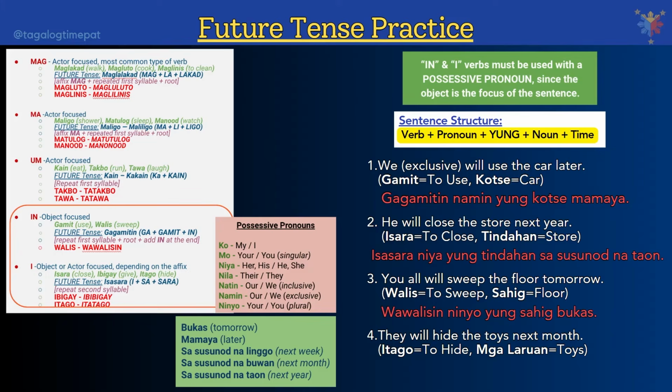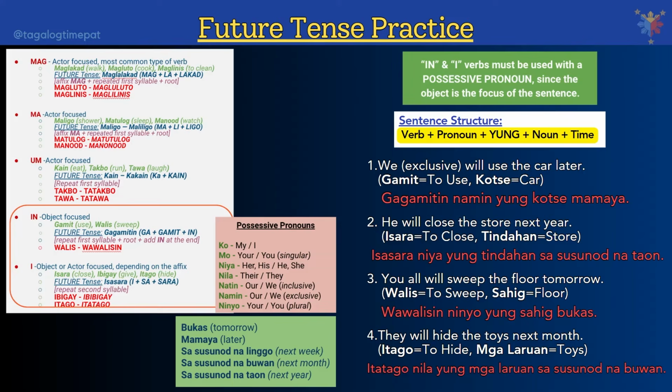And lastly, number 4, they will hide the toys next month. Itago means to hide. Mga laruan means toys. Itatago nila yung mga laruan sa susunod na buwan.